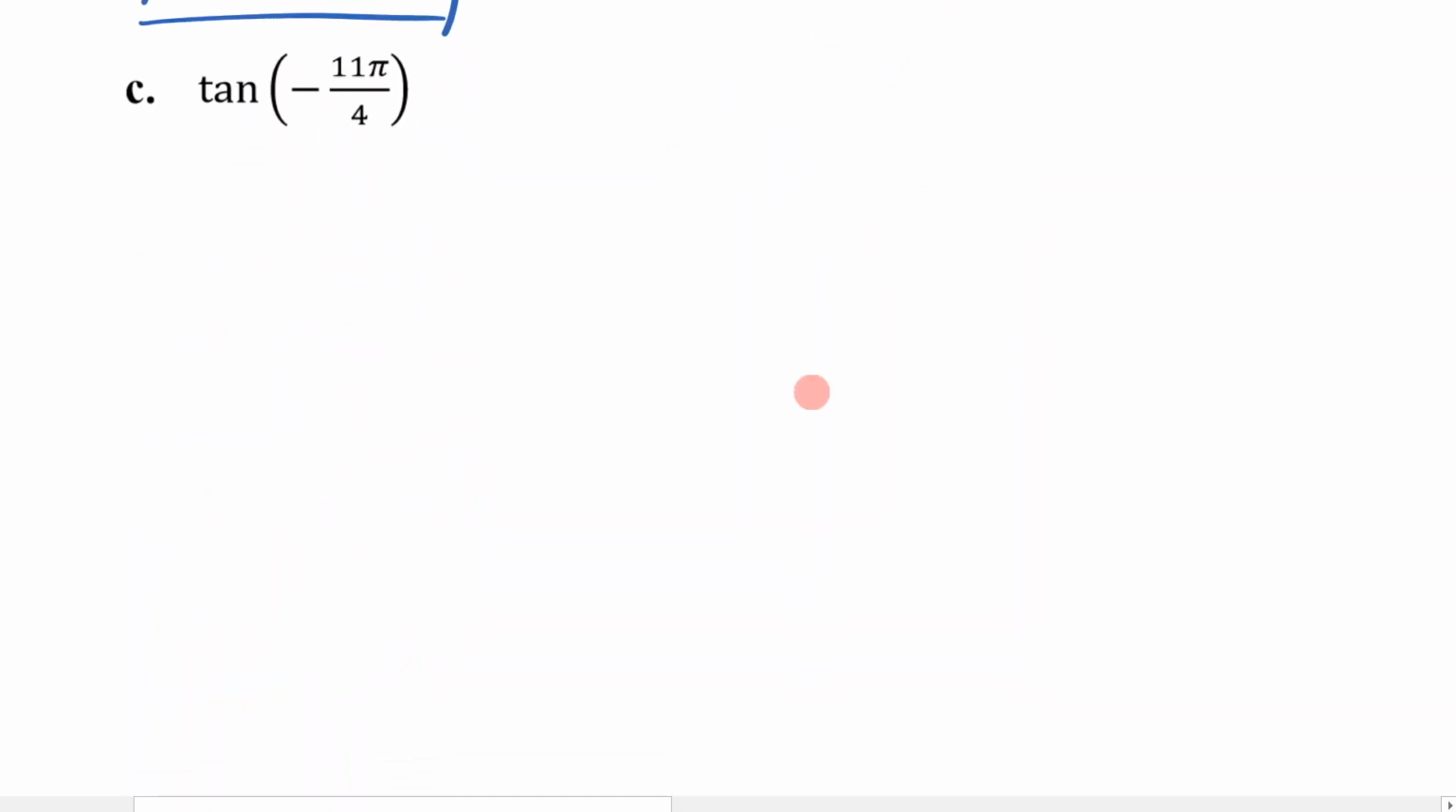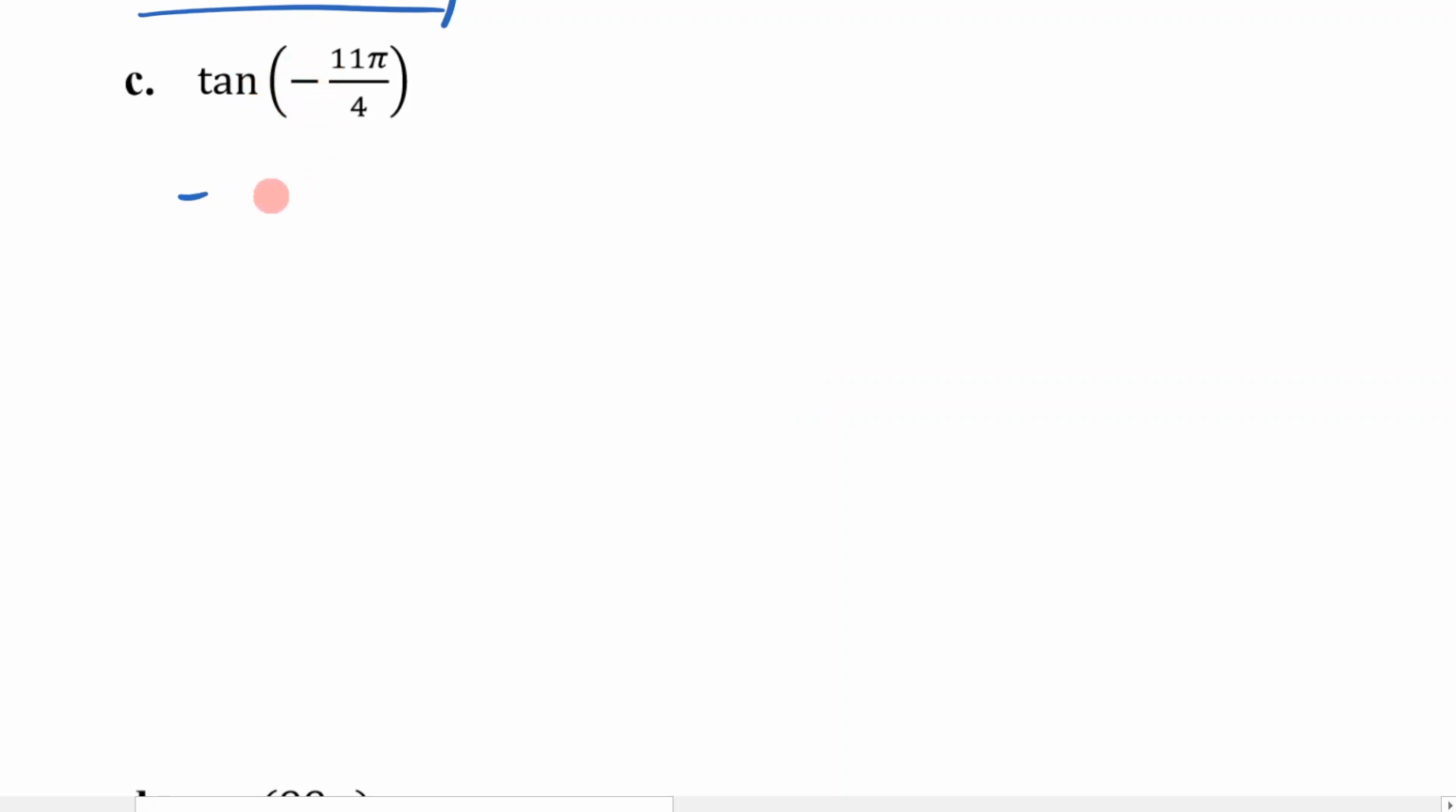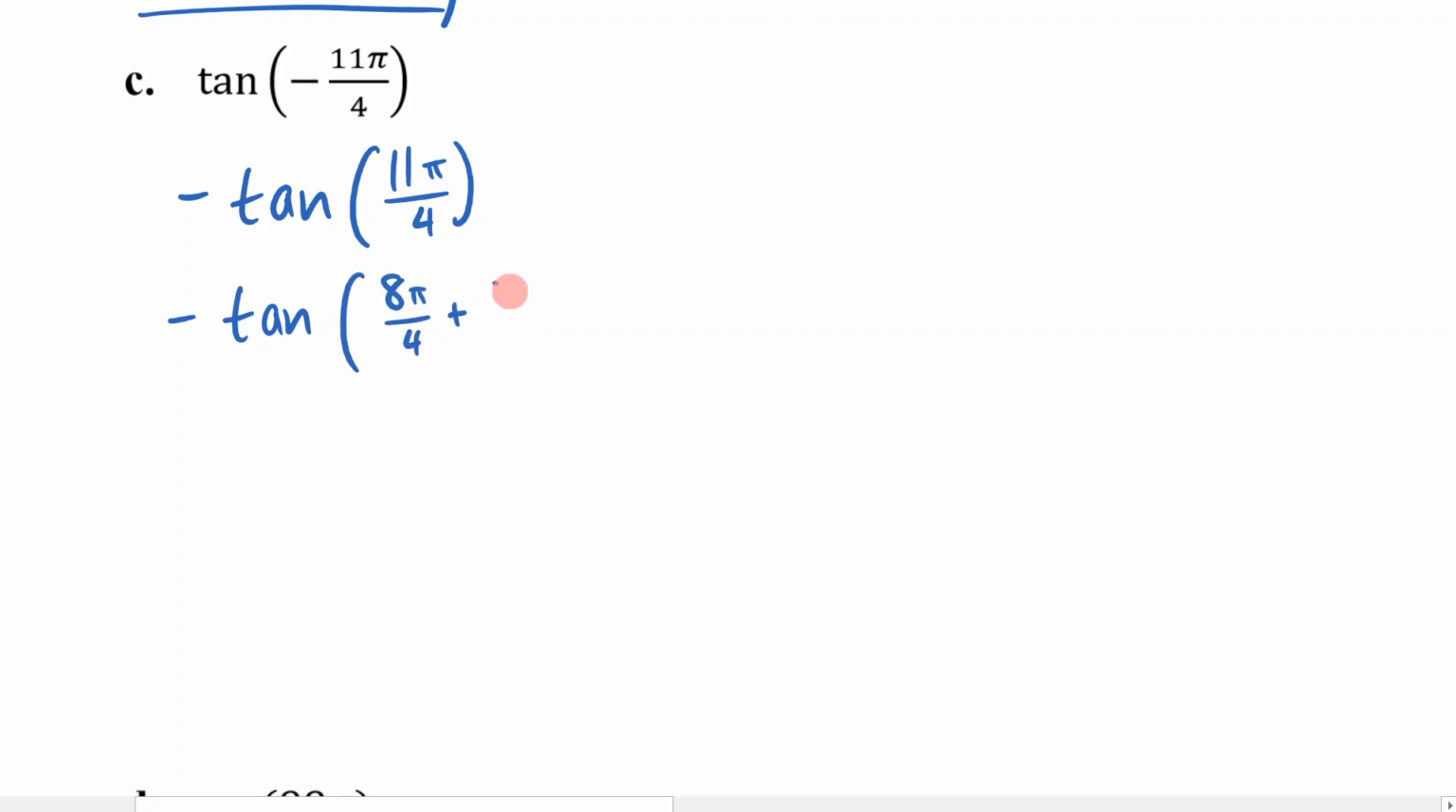All right, next one. We have tan of -11 pi on 4. What we're going to do here is, again, realize that when we have tan of a negative angle, the negative comes out the front. So I'm going to get this. Now, once we're here, there's a couple of different ways we could approach this. What I'm going to do is break up 11 pi on 4 into 8 pi on 4 plus 3 pi on 4.